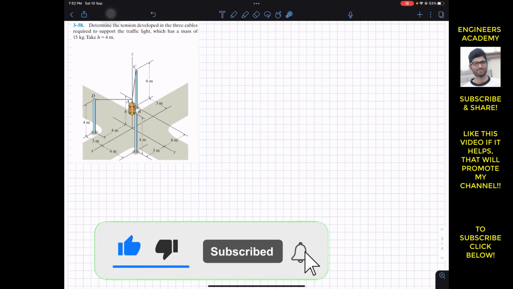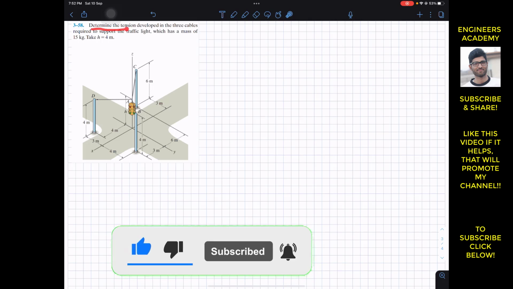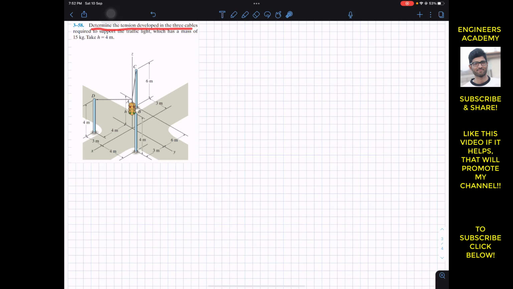Now we are going to solve this problem. It says to determine the tension developed in three cables required to support the traffic light, which has a mass of 15 kg, and take h equals 4 meters. So here this knot is at a height of 4 meters from the ground, or we can say it is at a height of 4 meters from the road. So we have to find the tension developed in each cable.